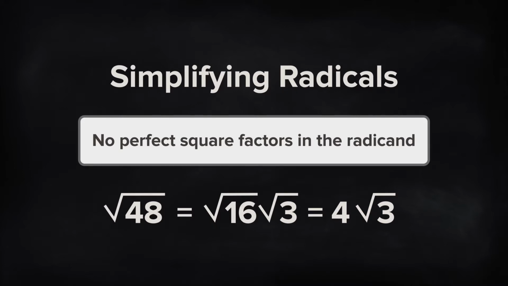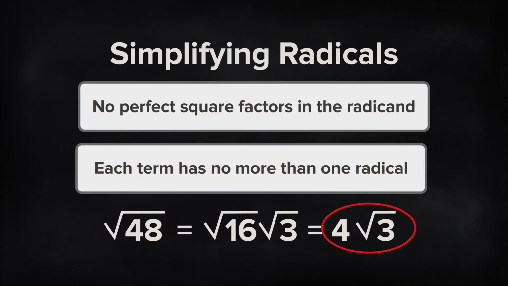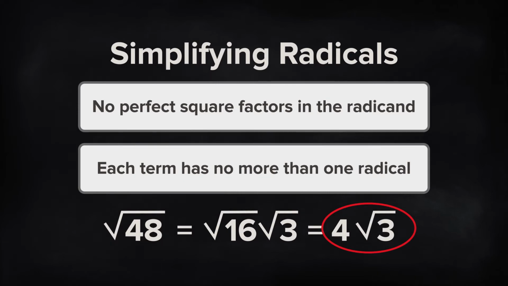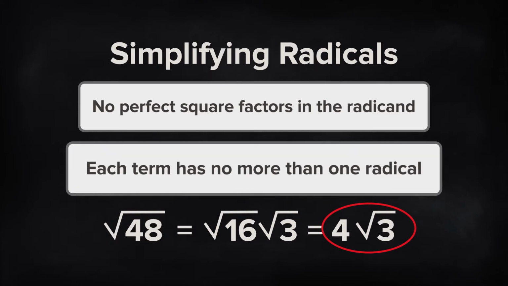There's no perfect square factor on the radicand. Now notice, there's only one radical in the simplified form. That's another guideline for simplifying radicals. So each term in a radical expression can have no more than one radical.